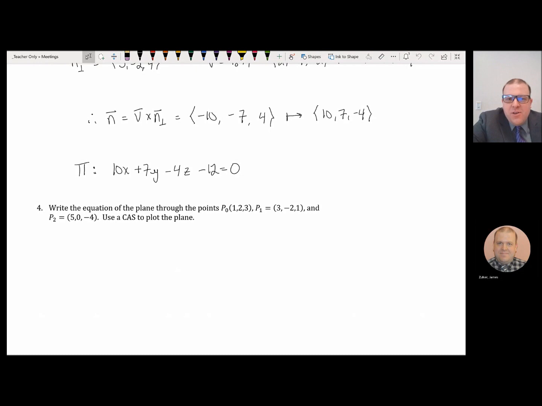Oh, I found a typo. Typo fixed. I didn't have P not equals. Now I do. We can find 2 vectors in this plane, can't we? We're given 3 points. Does not matter how you pair the points.